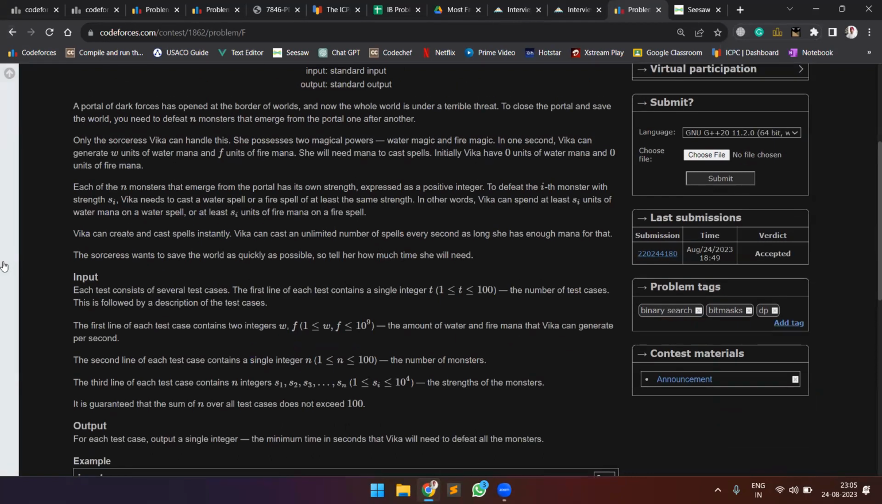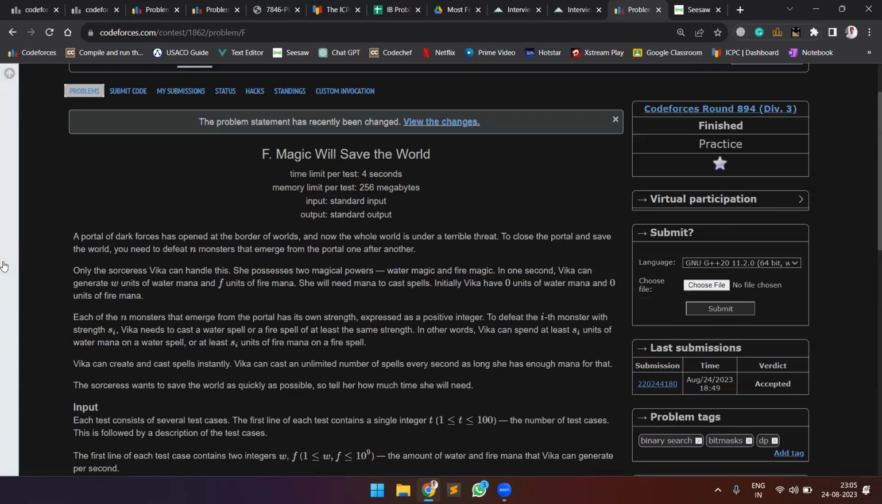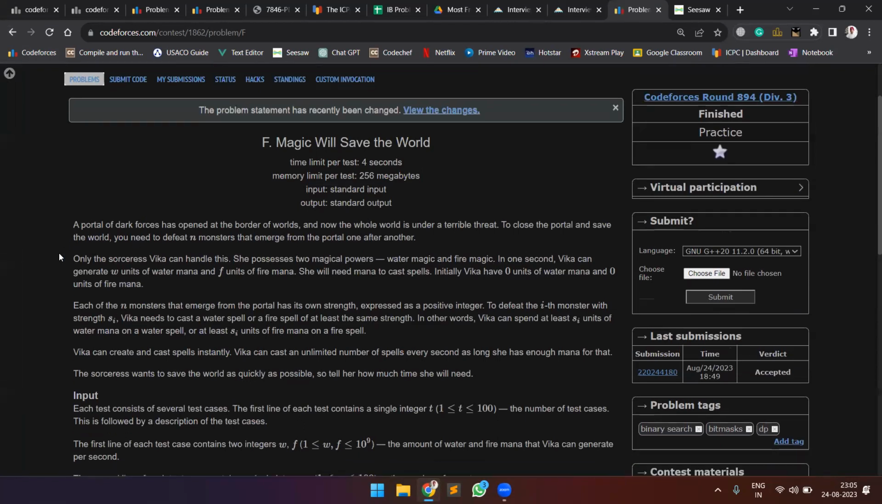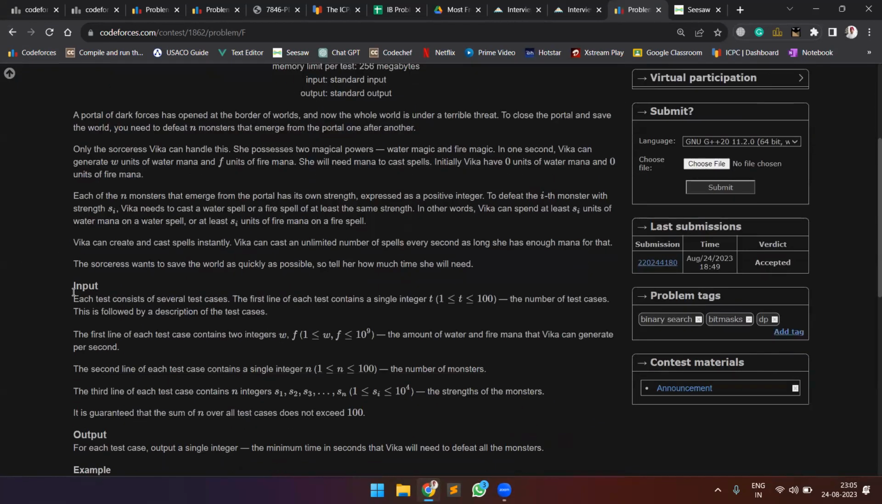So yeah, who is there? Vika has some magical powers, where she can increase them every day. She can increase her water magic by W and fire magic by F, and it keeps on increasing day by day by this value only.